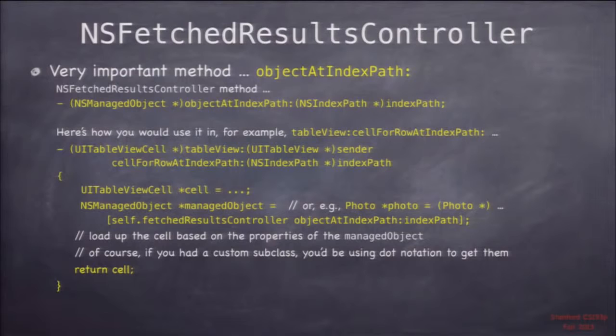And it's a very important method to understand, which is objectAtIndexPath. Okay, you send that to the fetched results controller, and it will return you a Photo star or a Photographer star or some NSManagedObject star, which is the object that's at that row. And then you can pull out the attributes and put them into your UITableViewCell in cellForRowAtIndexPath. Okay, it's really important to understand that method.